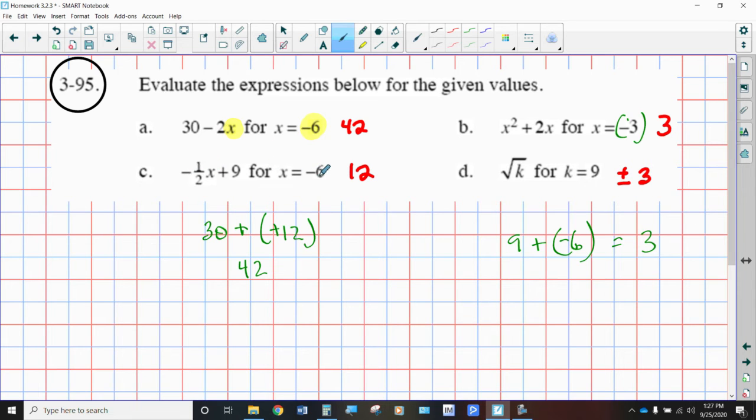-1/2 times -6 ends up being positive 3, and 3 plus 9 is 12. And in this case, when you take the square root of 9, most people would answer 3, but actually -3 works as well, because if you take the square root of 9, that's 3, because 3 times 3 equals 9. But also, -3 times -3 also equals 9. So that means you have to take both the positive and the negative square roots of 9. So 3 and -3 are the solutions.